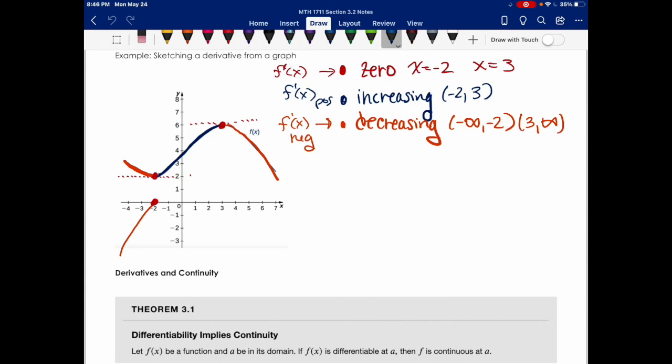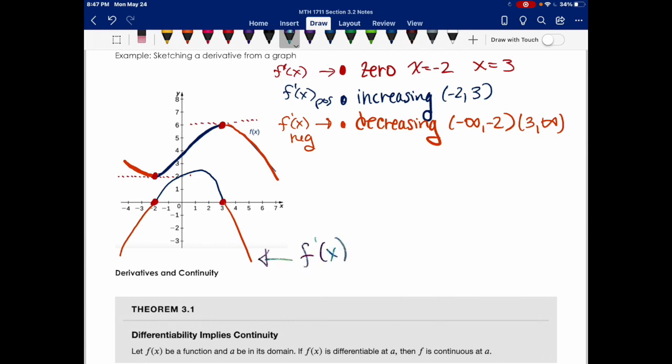And then between negative 2 and 3, the function is increasing, which means the derivative is going to be positive because you have a positive rate of change. And we got to swing back down because then at 3 for x, the derivative becomes 0 again. And then from 3 to infinity, because the function is decreasing, the derivative is going to be negative, which means it's going to fall below the x-axis from 3 to infinity.